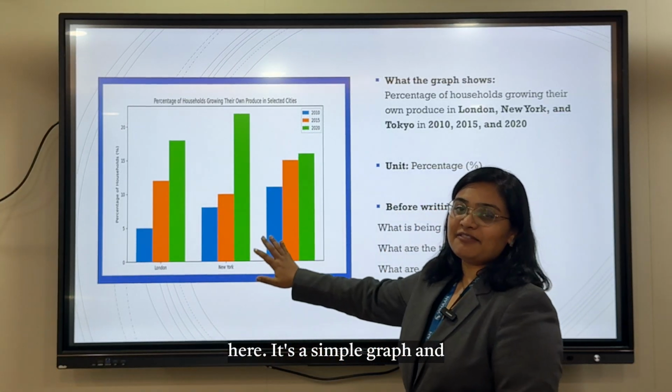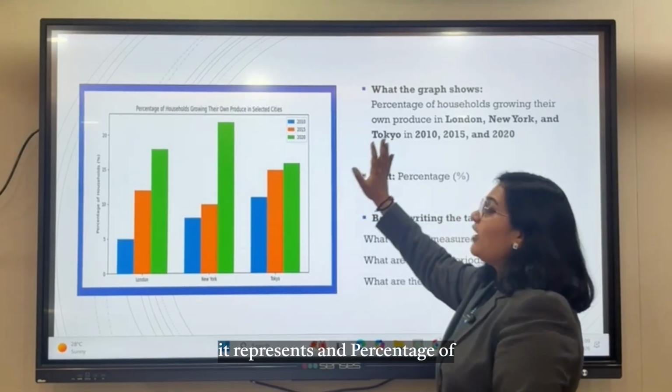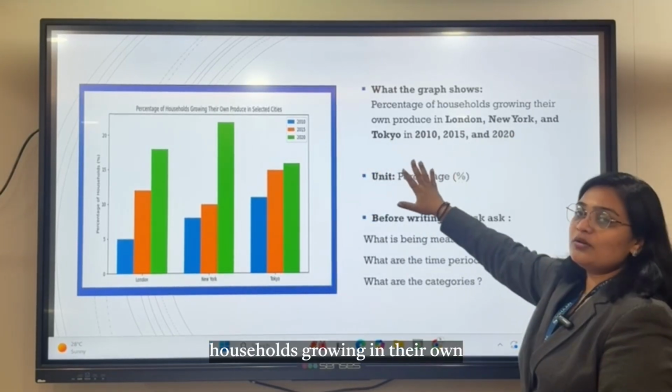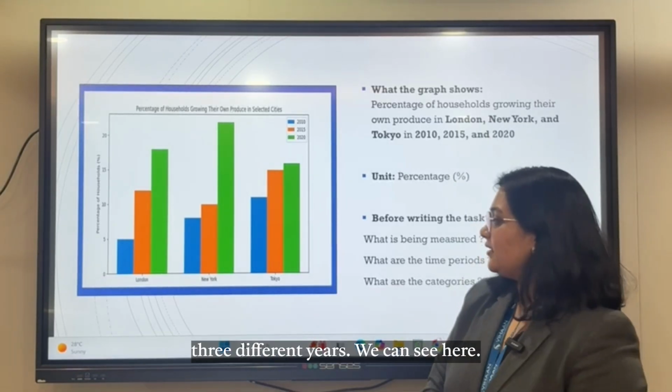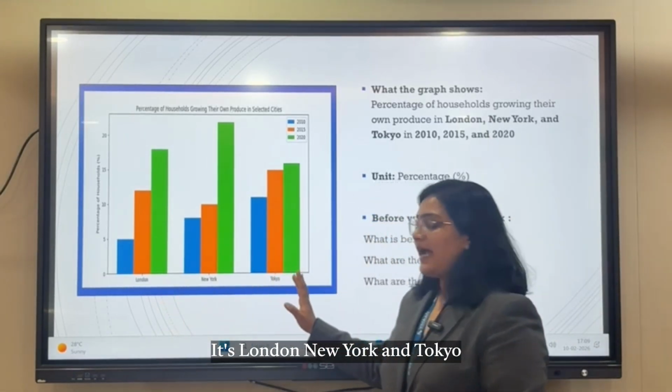It's a simple graph. It represents the percentage of households growing their own products in 3 different countries in 3 different years. We can see here it's London, New York and Tokyo.